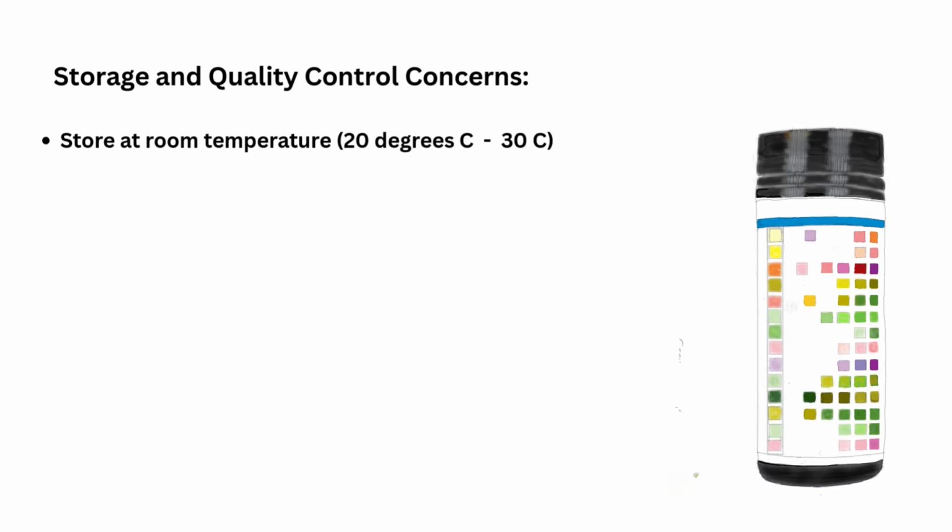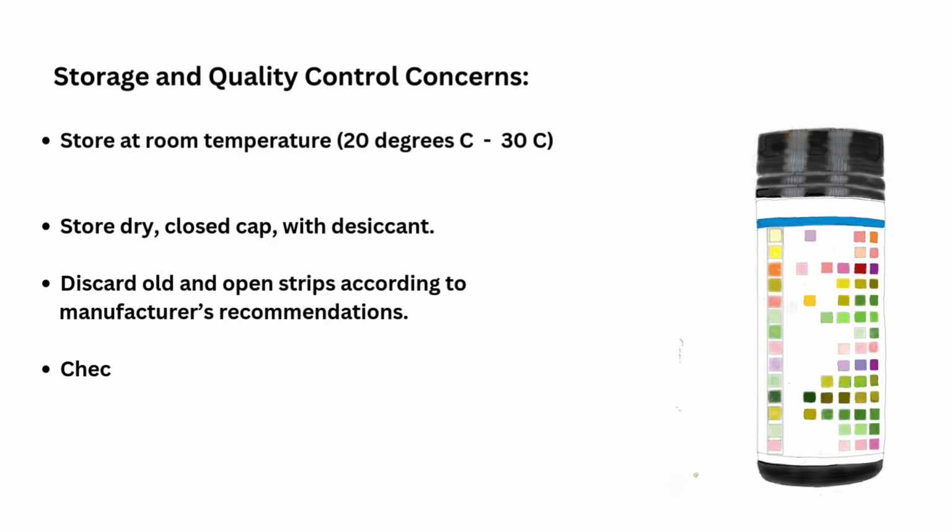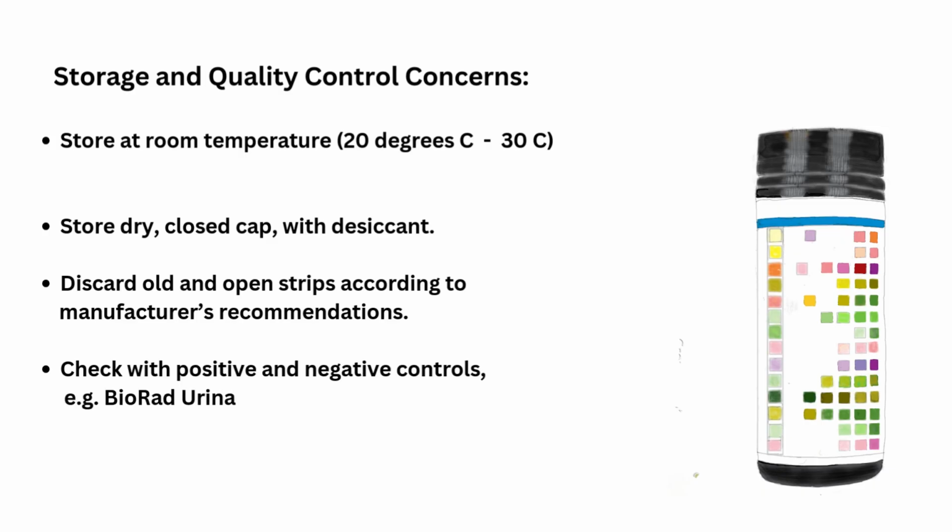Colors progress from orange at pH 5 through yellow and green to a final deep blue at pH 9. Storage and quality control concerns include storing at room temperature, especially below 30 degrees centigrade, and storing dry with a desiccant to avoid humidity interference.